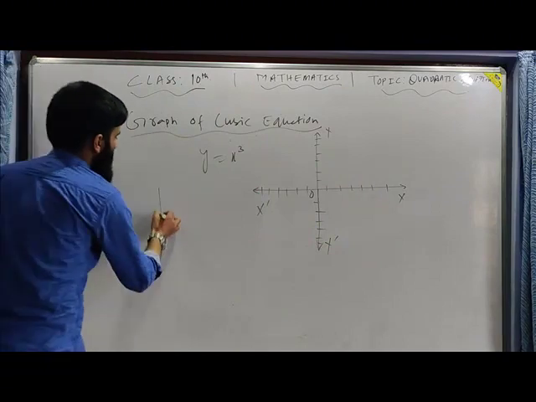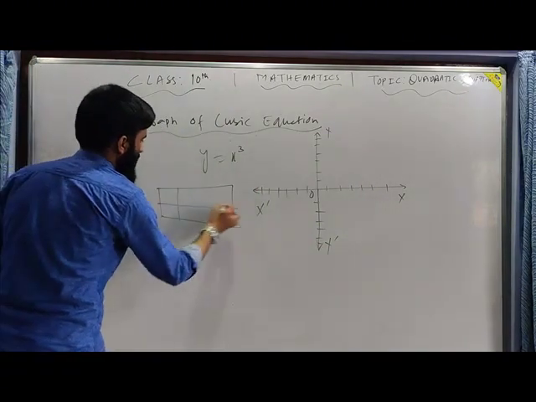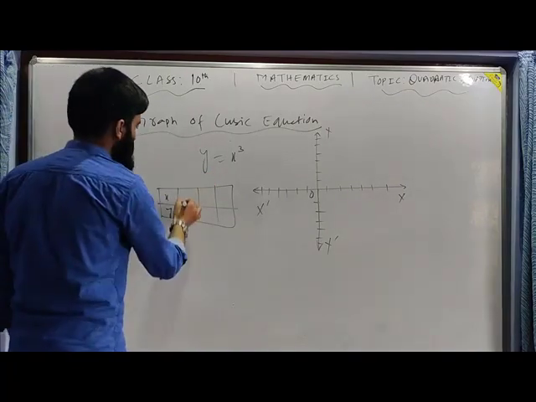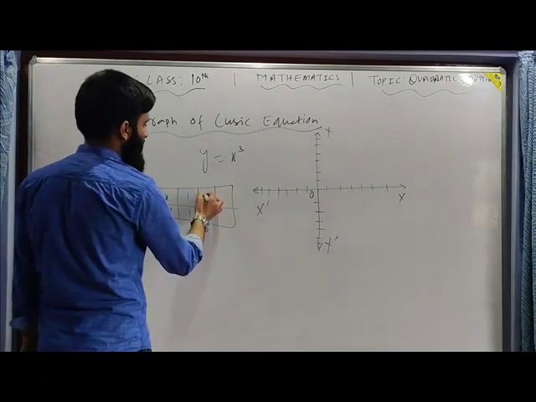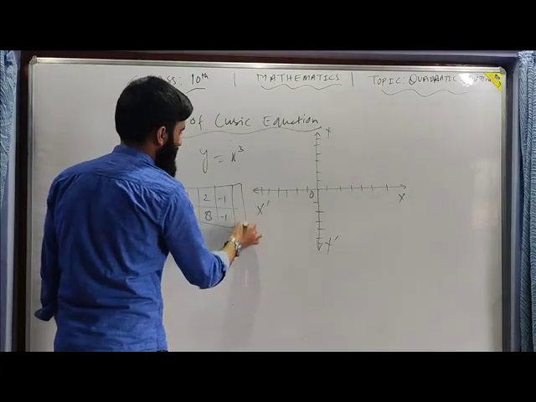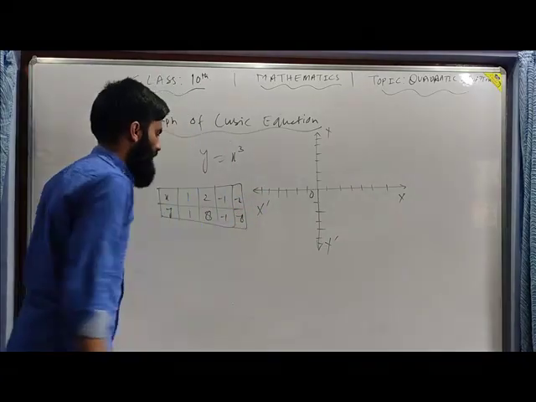Now if you have to sketch the graph, obviously you have to put the values of x and y. This is x, this is y. Put x is 1, y is 1. Put x is 2, y is 8. Put x is minus 1, y is minus 1. Put x is minus 2, y is minus 8.